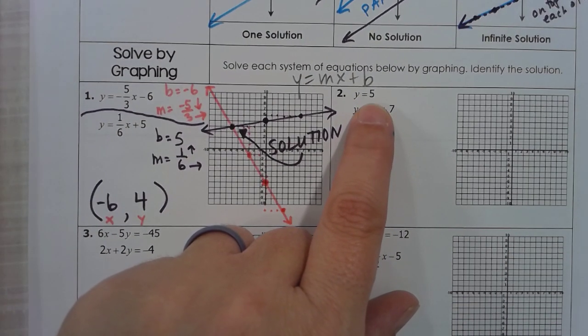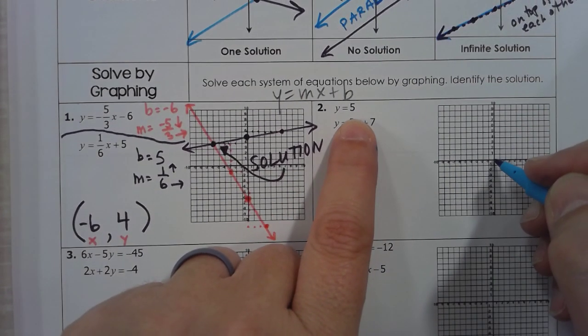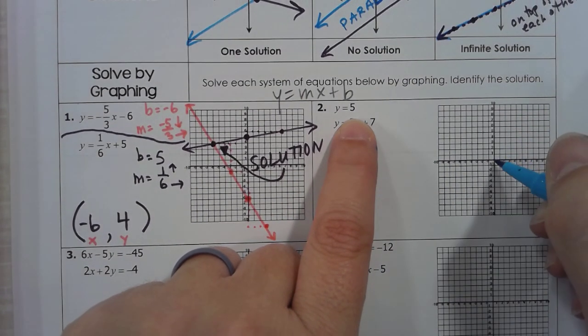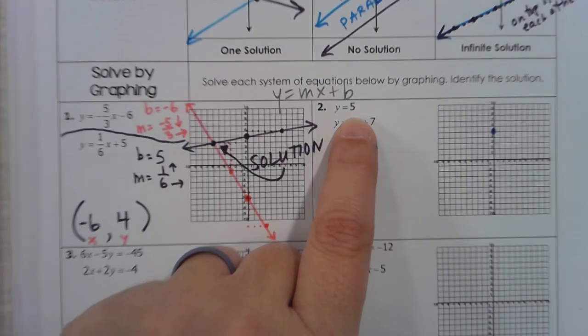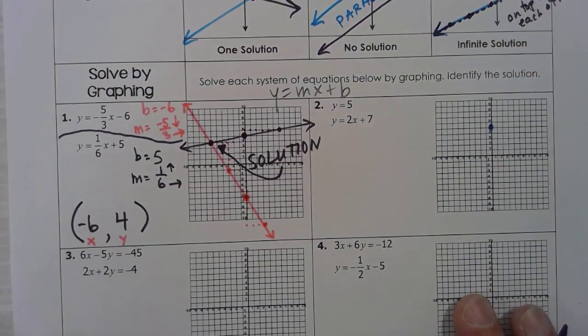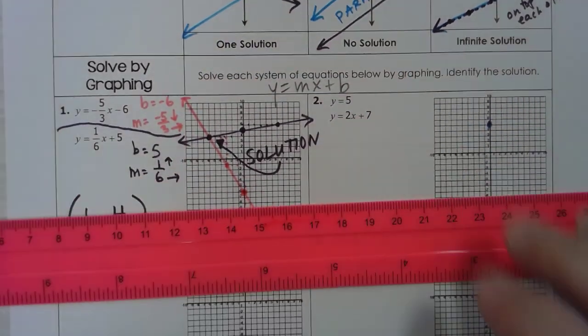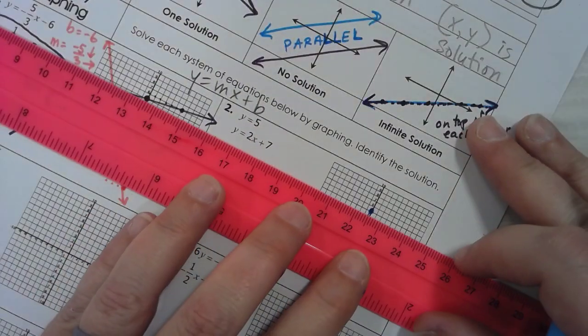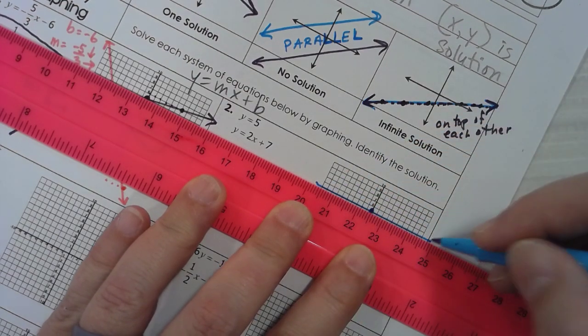So where would I go to find y equals 5? Which way do I have to go to get to y is 5? Up. 1, 2, 3, 4, 5. So this is my point right here. Which way are we going to draw our line through that? Up and down or left and right? Left and right. So we want a line that goes right through +5, or a horizontal line.